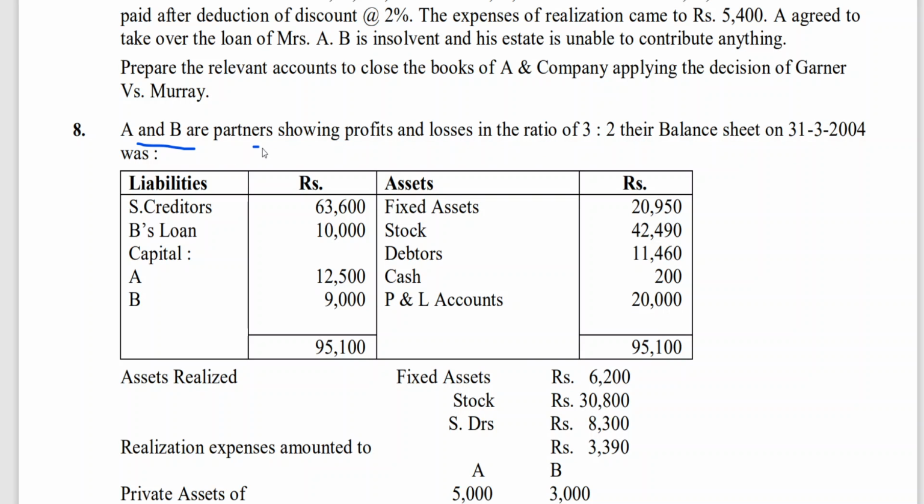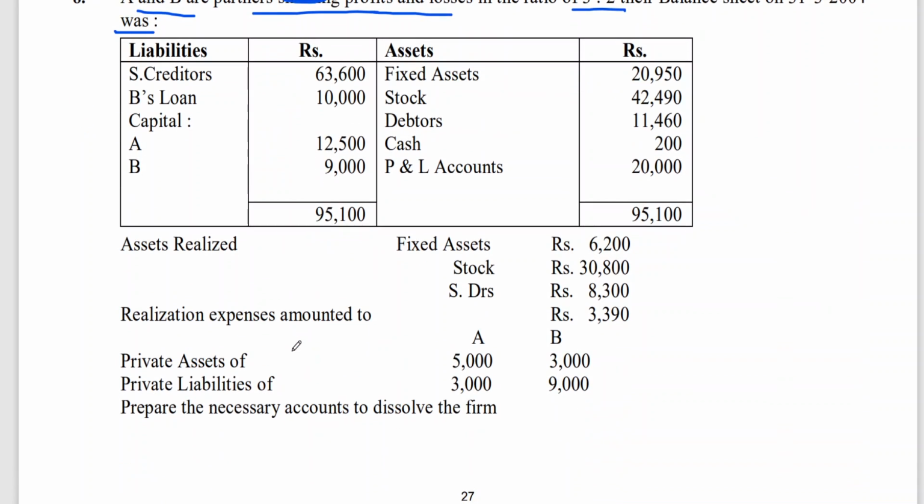A and B are partners sharing profits and loss in the ratio of 3:2. Their balance sheet on 31st March 2004 was: Sundry creditors 63,600, B's loan 10,000, A's capital 12,500, B's capital 9,000, fixed assets 20,950, stock 42,490, debtors 11,460, cash 200, P&L account, this is undistributed loss. We work out this one also, it will be practice for you.